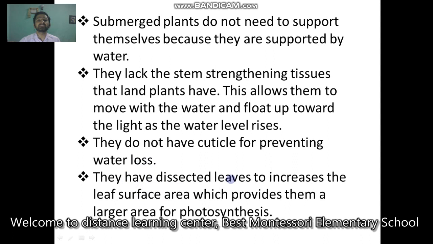Again, they have dissected leaves to increase the leaf surface area. Dissected leaves means the type of leaf which increases the surface area of the leaf. Why? So that they can get a larger area for photosynthesis. They live in water, and some of the plants may be submerged. They may not get enough sunlight. That's why, to get enough sunlight for photosynthesis, the leaves are broader, the leaves are dissected, so that the surface area increases.